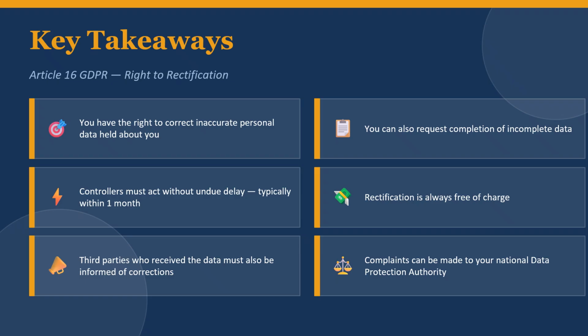Organizations must act promptly. They have 1 month to respond and act. No unnecessary delays. No excuses. It's always free. You cannot be charged for making a rectification request. If they try to charge you, that's a violation. Third parties must also be notified. If your data was shared with others, those organizations must also be informed of the correction. Your right follows the data.